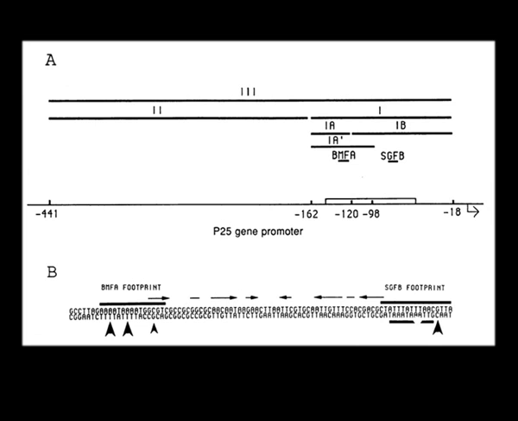In figure B, footprinting analysis of BMFA and SGFB. Sequences protected from DNase I digestion are underlined by thick bars, and hypersensitive cleavage sites are symbolized by arrowheads. Thin arrows delimit dyad symmetries in the DNA sequence between the two target sites. Major DNA-protein interactions in the P25 gene occur in the proximal region of the promoter.